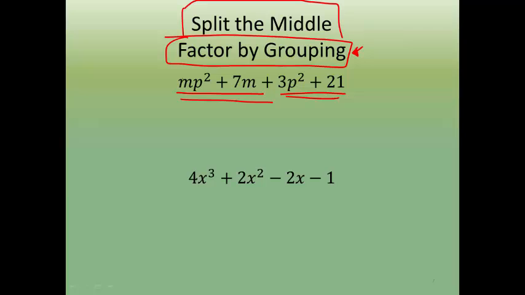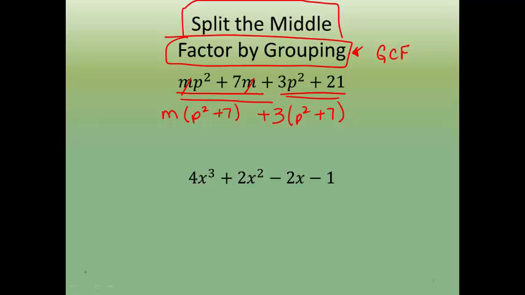If you group the first two together here and I pull out something they have in common, which is an m, then I have p squared plus 7. So I took the m out of those two. Then I go to the second group and I have to find the GCF. Remember, GCF is the greatest common factor. Between these two, the greatest common factor is a 3. So I extract the 3 and I'm left with p squared plus 7.